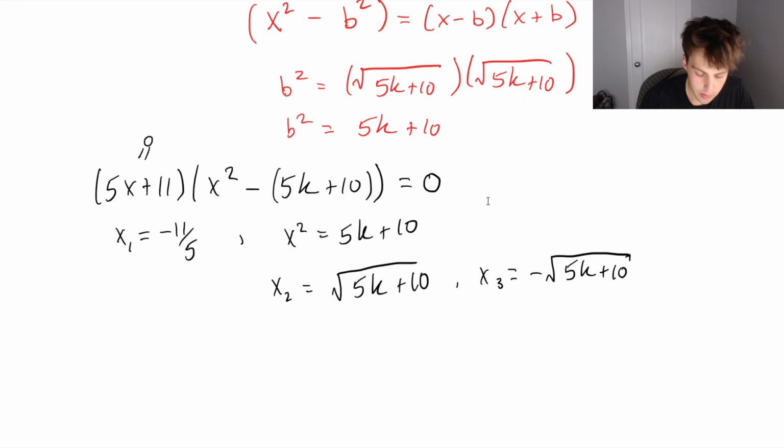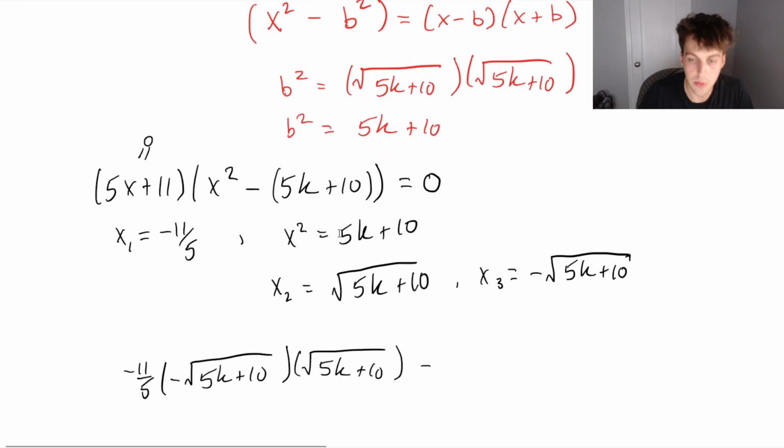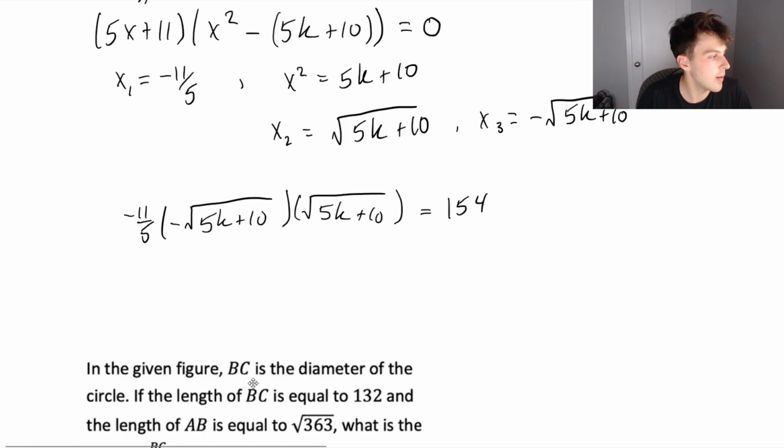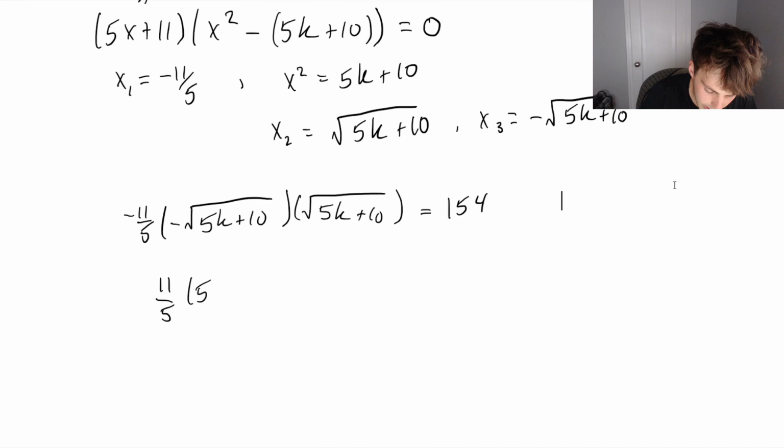Okay? Finally, we know that negative 11 over 5 times negative square root of 5k plus 10 times the square root of 5k plus 10 is equal to, and what does it tell us? It's 154. Now we can just begin to simplify. We can see that our negatives cancel out. We get 11/5 times, and now we are left with 5k plus 10. And that's equal to 154, because our square roots have canceled out, and our negatives have turned to a positive.